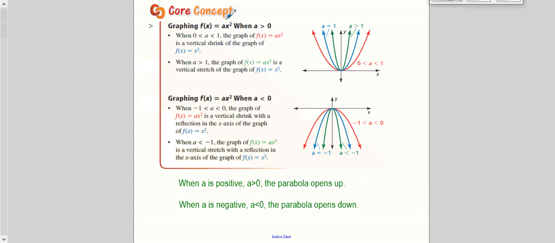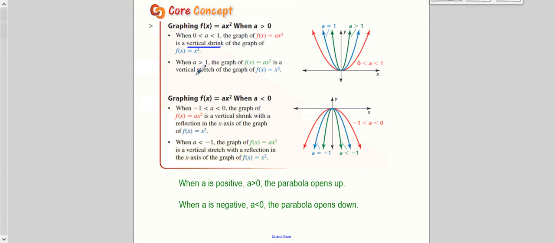Graphing f of x equals a times x squared. When a is greater than 0, our parabola opens up. When a is between 0 and 1, and you're multiplying by a number like 1/2 or 1/3 or 3/4, the graph is a vertical shrink. When you multiply by a number less than 1, you make the number smaller. So this is considered a vertical shrink.